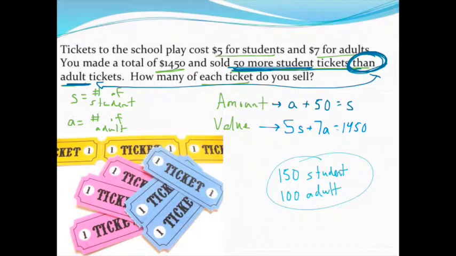There you go. I came up with 150 student tickets, 100 adult tickets. If you did not, ask me in class. If you did, congrats. That's awesome.